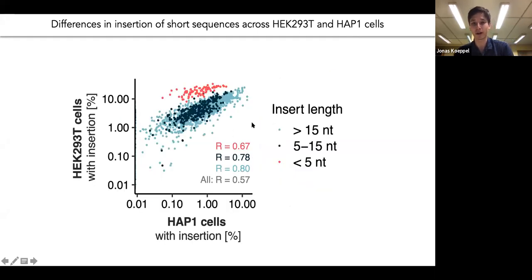And we can also plot the insertion frequencies in the 2 cell types. And you can see that they're quite correlated overall. However, you can see the same phenomenon, that the short sequences really stick out as being inserted much better in the HEK293T cells. And you can also see that the correlation for the entire plot is worse than if we look at the correlation for each of the sequence length bins indicated here in different colors. So there must be something different between the 2 cell lines that specifically affects shorter sequences.